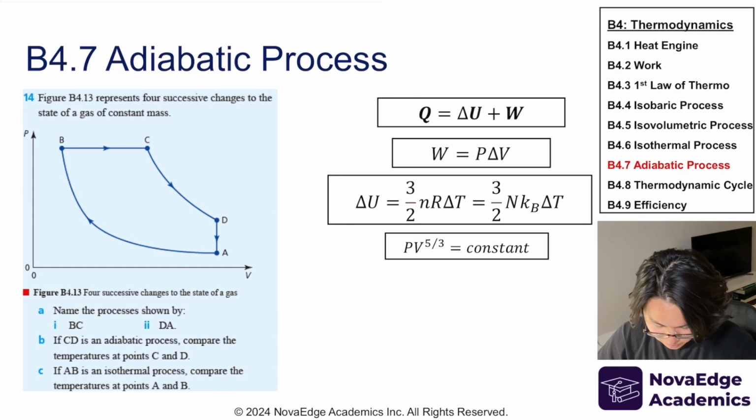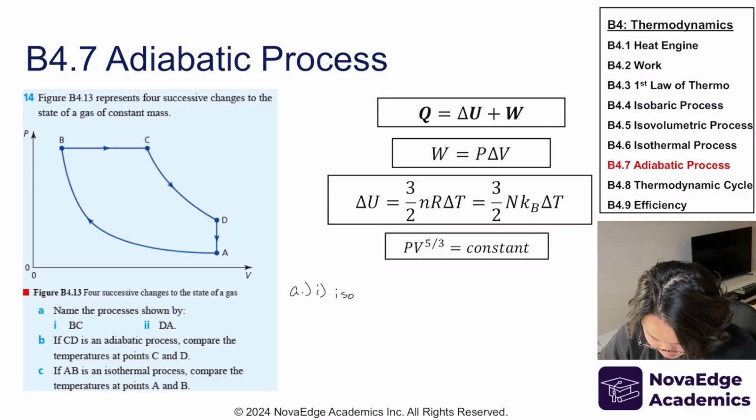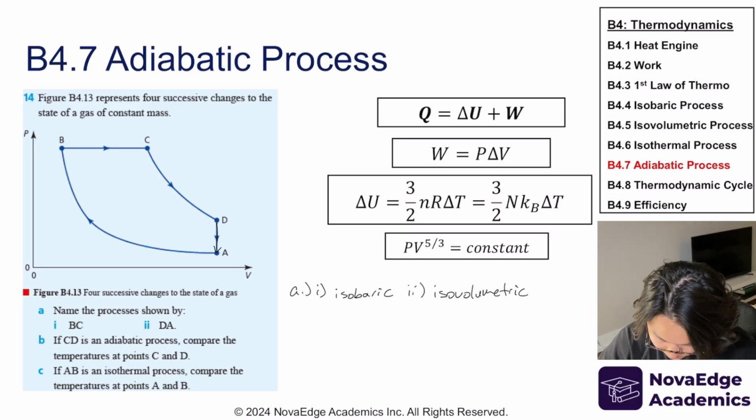Let's do another problem. So this one, pause the video and give this one a try as well. Okay, so let's identify the process. For me to go from B to C, I'm keeping the pressure constant while changing the volume. So B to C is isobaric. And D to A is isovolumetric, because I'm keeping the volume the same. B, if CD is an adiabatic process, compare the temperature at points C and D.